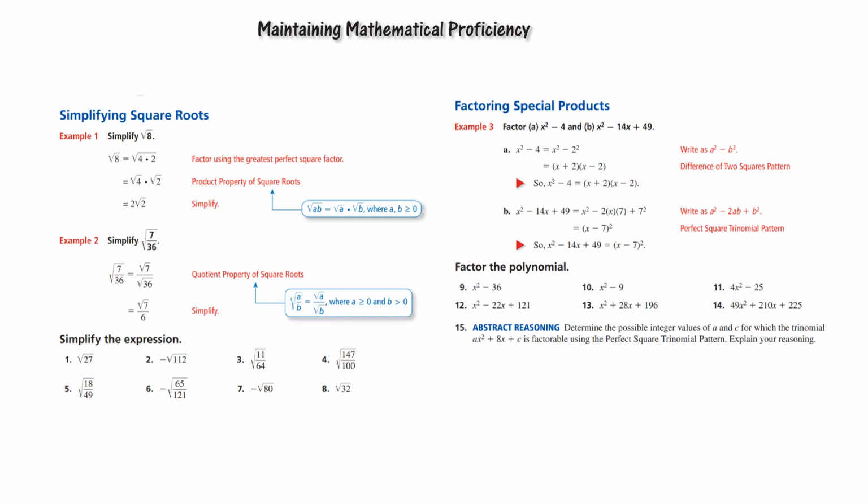Chapter 3 is entitled Quadratic Equations and Complex Numbers, and on the page before it, page 91 in our textbook, they have a Maintaining Mathematical Proficiency page talking about simplifying square roots and factoring special products. The page is sitting here before you, and I also pasted it onto the back of a worksheet that I'll have available for you as well. The examples that follow are inspired by this.